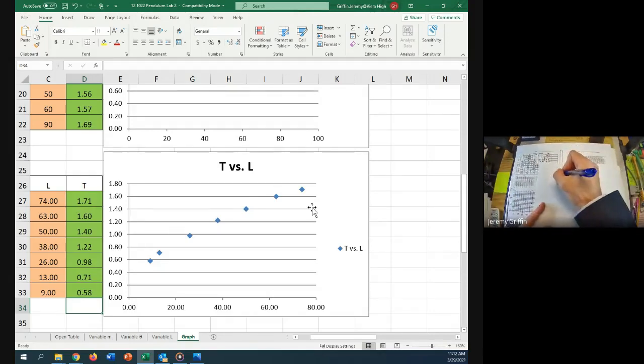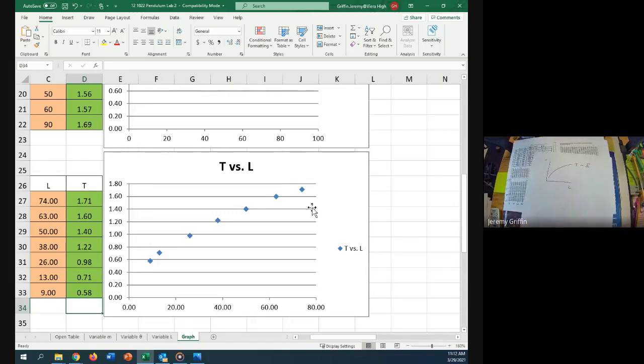So if I suspect that, say, on the time versus length graph, the curve of best fit is something that looks like that, right? If I suspect that time is proportional to the square root of length, okay, then what can I do with that?